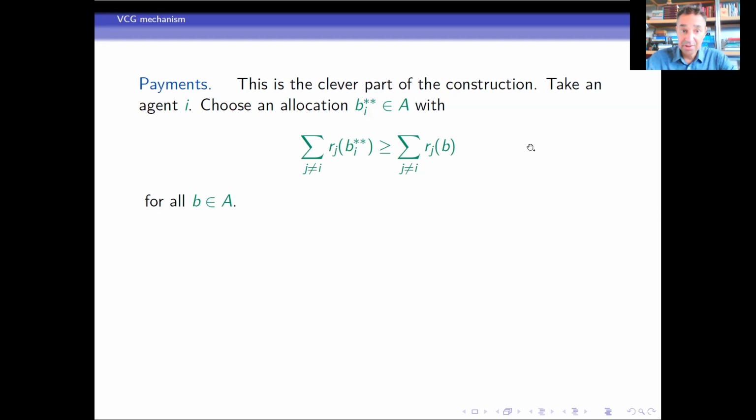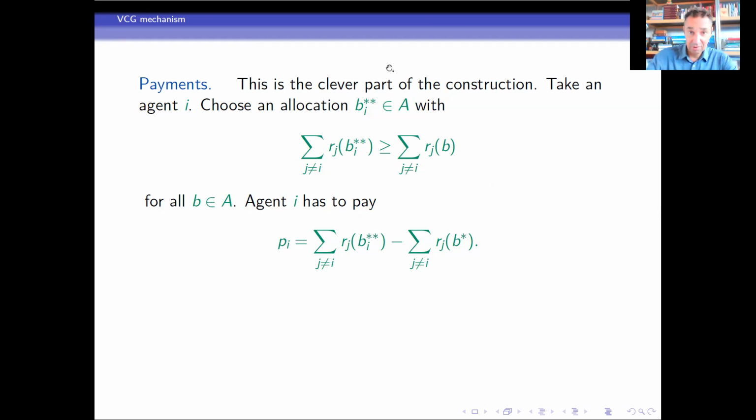And what is agent i now going to pay? Well, he's going to pay the difference between that amount and the amount that the other agents currently have under the b star that we actually chose, the one that maximizes all the reported valuations. So why is this called an externality?